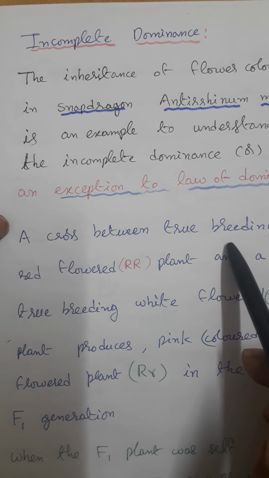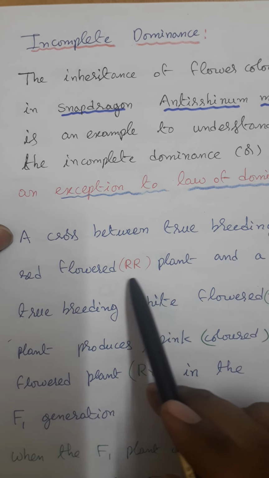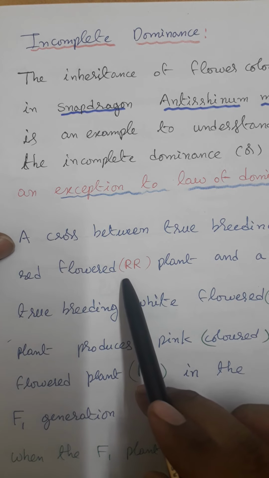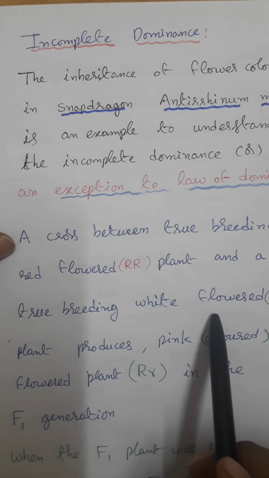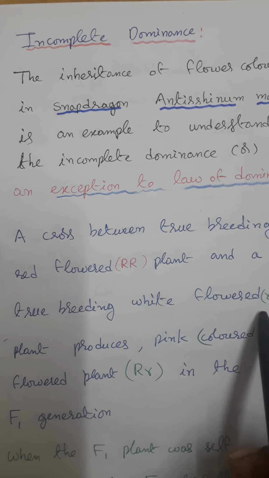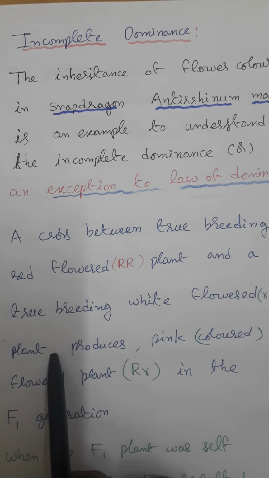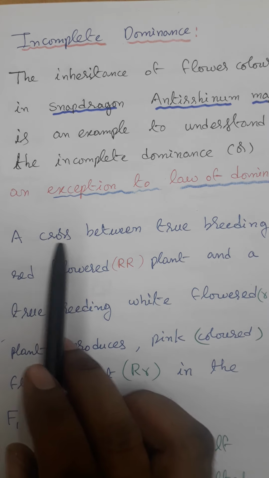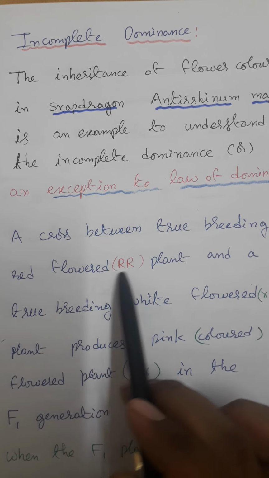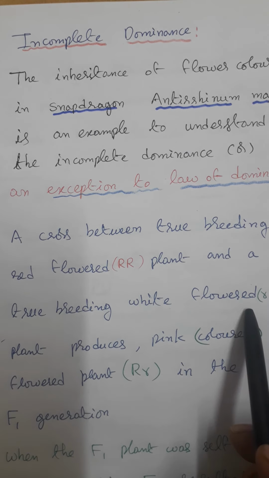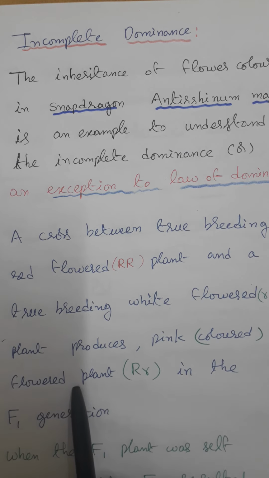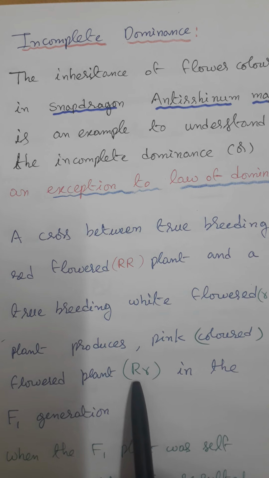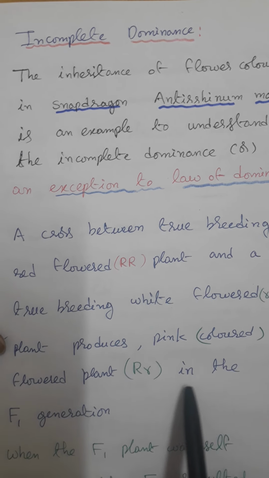A cross between a true breeding red flowered plant, the genotype is capital R capital R, and a true breeding white flowered plant, the genotype of the white flowered plant is small r small r, produces pink colored flowers. The genotype of the pink flowered F1 generation is capital R small r.